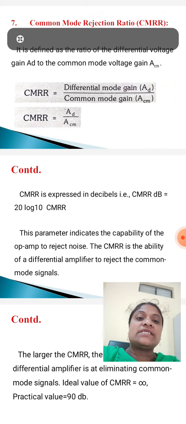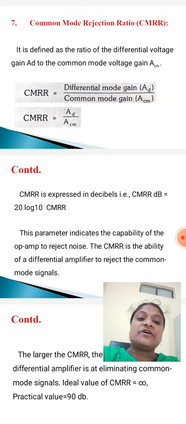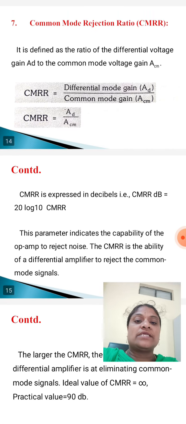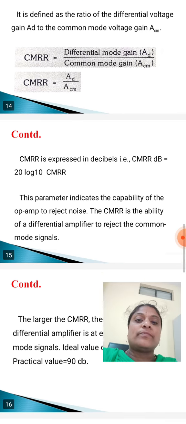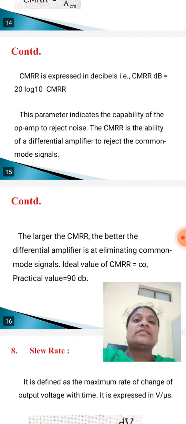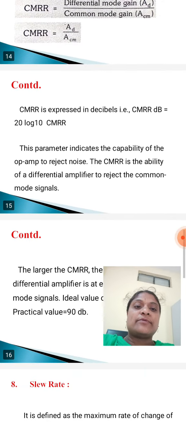CMRR is expressed in decibels. What is the formula for the decibel equation of CMRR? CMRR in decibels is equal to 20 log 10 base 10 of AD by ACM. This parameter indicates the capability of the op-amp to reject noise.